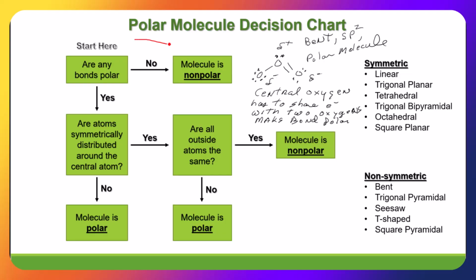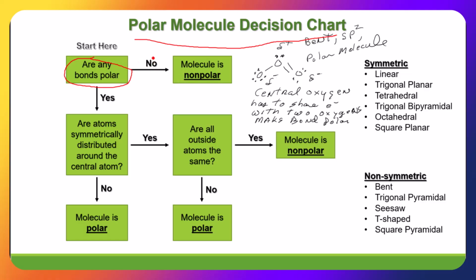So, determining whether a molecule is polar or not. Are any of the bonds polar? Yes. Are the atoms symmetrically distributed around the central atom? If the answer is yes, are all outside atoms the same? If the answer is yes, it's a non-polar molecule, because all the polar bonds cancel each other. If the atoms are not symmetrically distributed, the molecule is polar with polar bonds. Okay, so remember, bonds, you need to have at least one polar bond in there, all right?